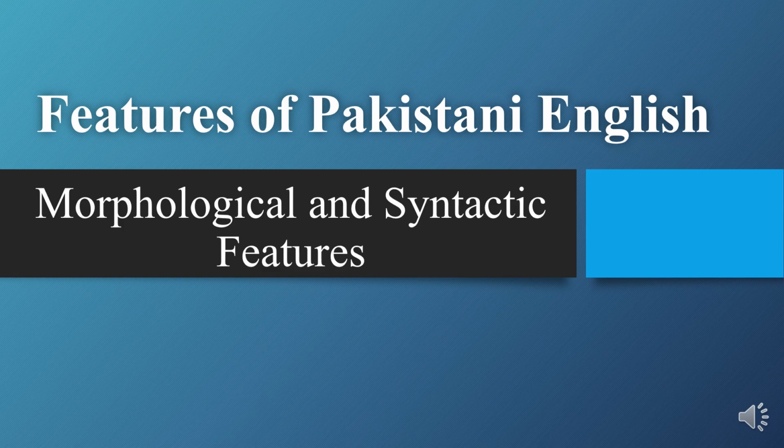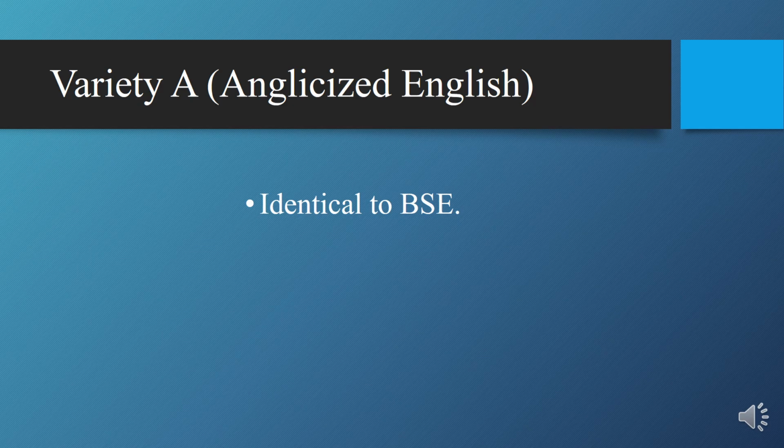In this video, I will discuss morphological and syntactic features of Pakistani English. As discussed in my last video, variety A, or the Anglicized English, is related to native-like competence, and the Pakistani English Anglicized variety is identical to British English. When we talk about morphological or syntactic features, these are similar to British English.